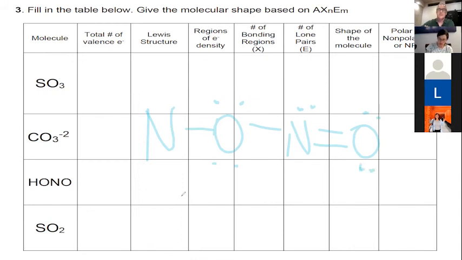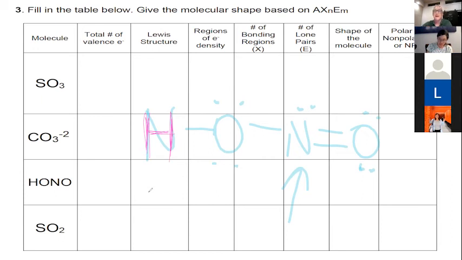So if nitrogen is our central atom, how many regions of electron density are around it? I think you meant to write H, right? Because you wrote NO. Oh, I did. You're right. It's all right. H. Here we go. Nice catch.